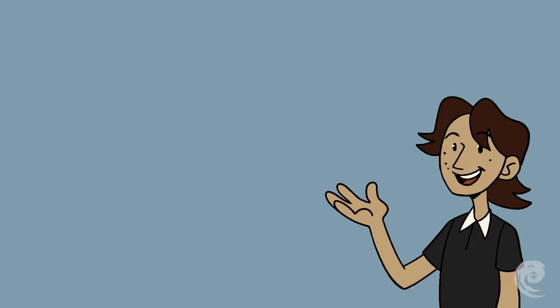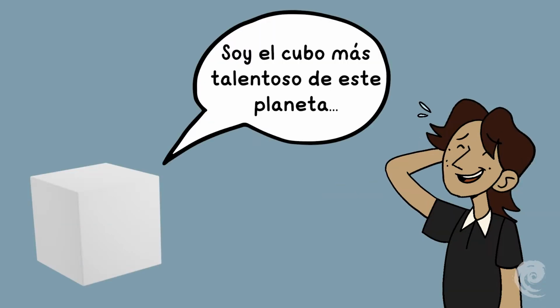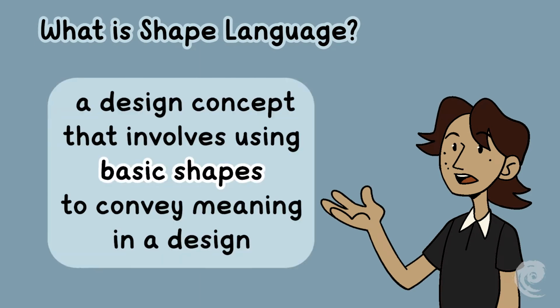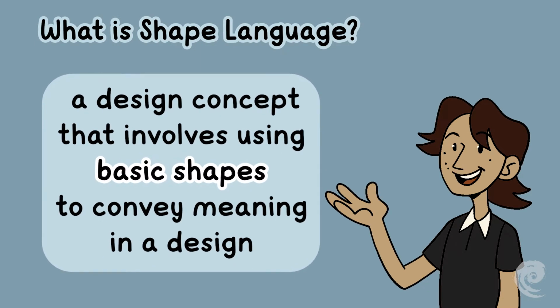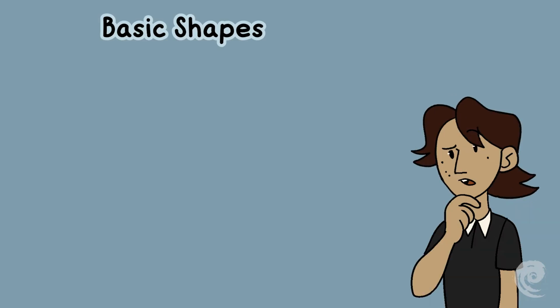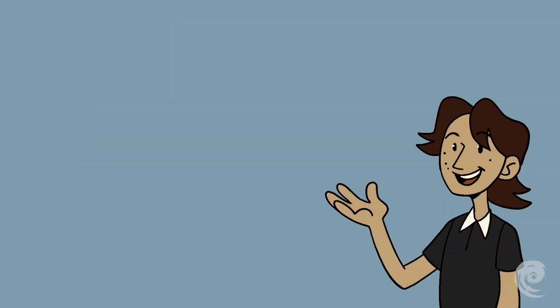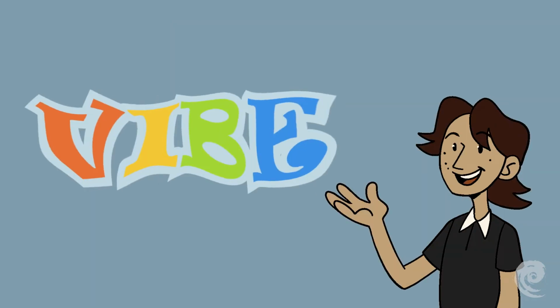Shape language isn't like a square speaking Spanish, so stop thinking that. Shape language is a design concept that involves using basic shapes to convey meaning in a design. If you think about your basic shapes, we'll be focusing on triangles, squares, and circles, you know that they all give off a different vibe.